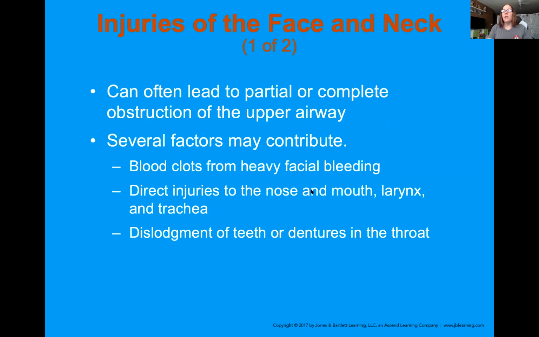Right, so injuries to the neck and face. We know the face is very vascular, the neck is very vascular. So there's some things we need to think about. With the face, it bleeds a lot and can potentially be an airway obstruction. The teeth can become dislodged, also becoming a potential airway obstruction. We deal with dislodged teeth as if we were dealing with an amputated part, right?